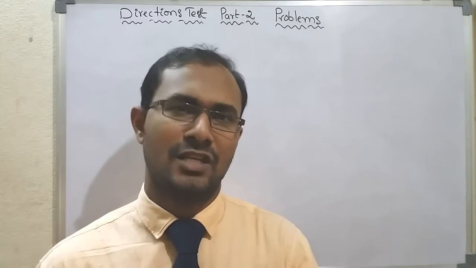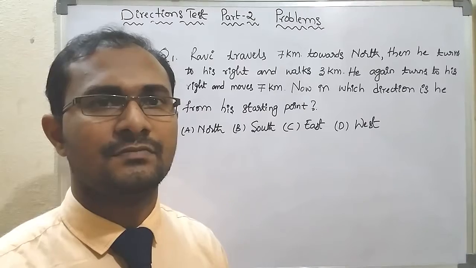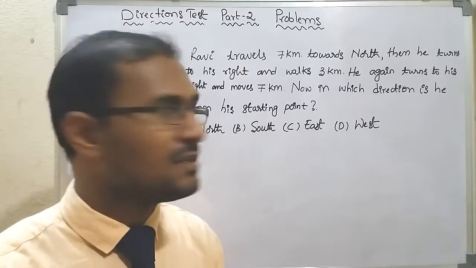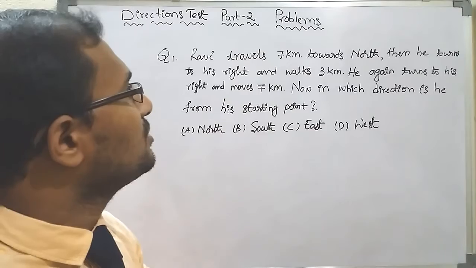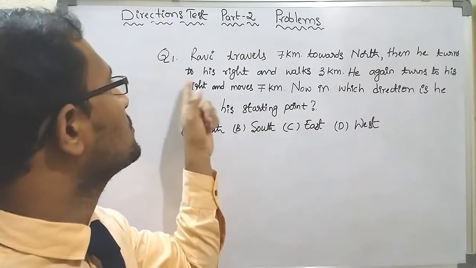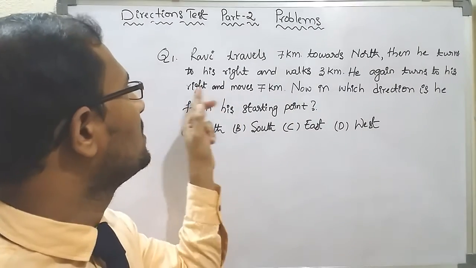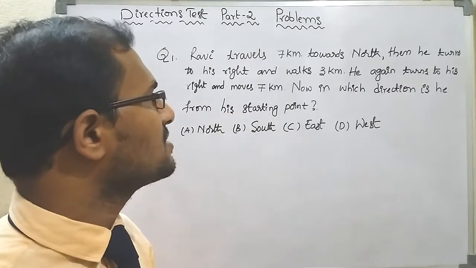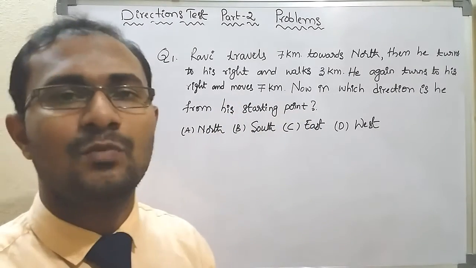Okay, let us see question number 1. Let us see the first question. So let me try to read the question. Ravi travels 7 kilometers towards north, then he turns to his right and walks 3 kilometers. He again turns to his right and moves 7 kilometers. Now in which direction is he from his starting point?